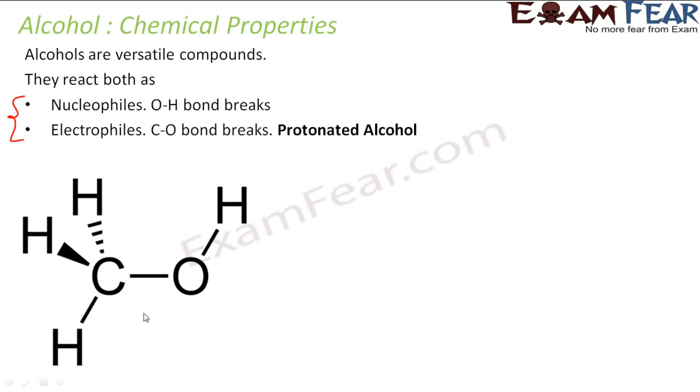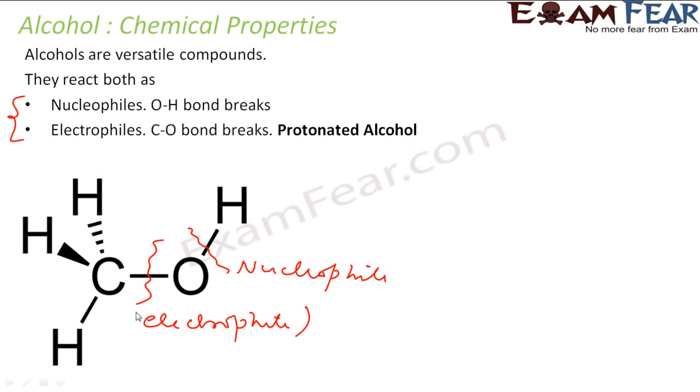So this is my alcohol. When the OH bond breaks, it acts as a nucleophile. When the CO bond breaks, it acts as an electrophile. Depending on whether it is acting as an electrophile or a nucleophile, various bonds break. Please note, when it acts as an electrophile, it is protonated alcohol, not the normal alcohol. I'll reiterate this. We'll see these reactions now.